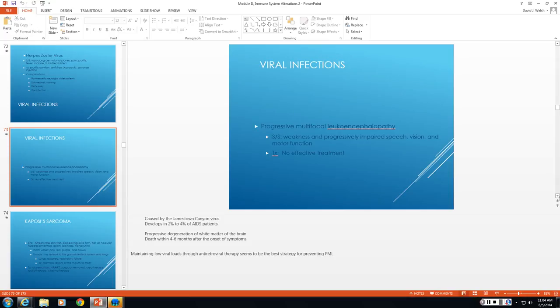So your signs and symptoms are going to be weakness and progressively impaired speech, vision, and motor function. There is no effective treatment. What you want to do is try to maintain low viral loads through antiretroviral therapy. That is usually the best strategy for preventing PML.